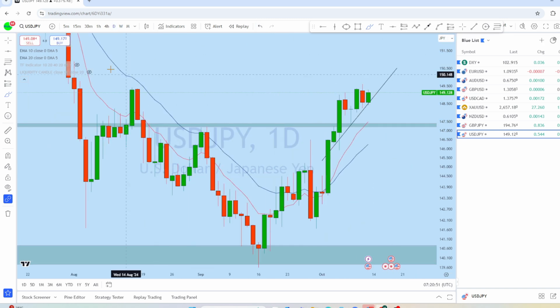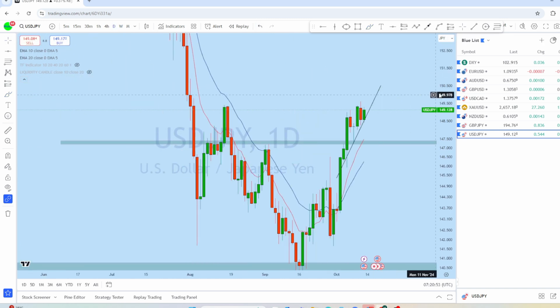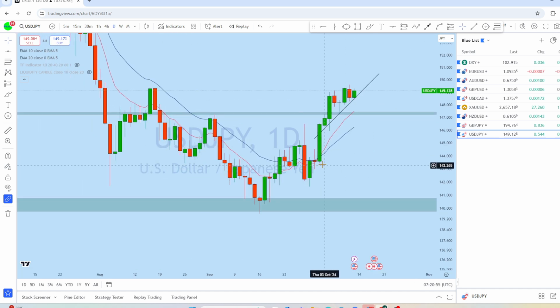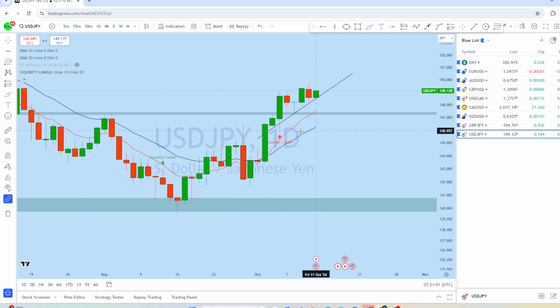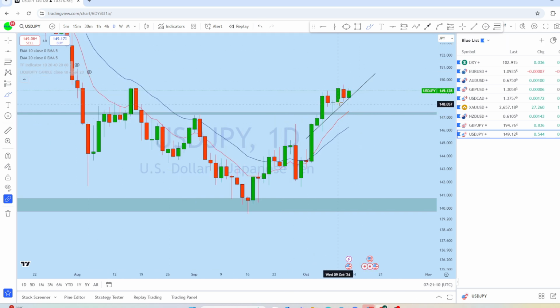Now, if we look at the daily chart on dollar yen, from the daily perspective, this is the daily impulse. And we have seen a daily liquidity candle formation in that area, which in fact also shows very strong momentum to the upside. Therefore, what we can expect in this market is also a potential break of structure and then trend continuation.